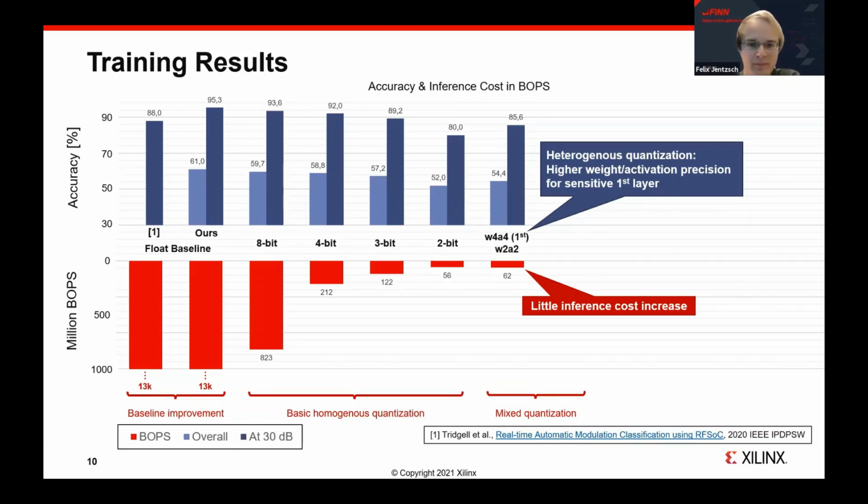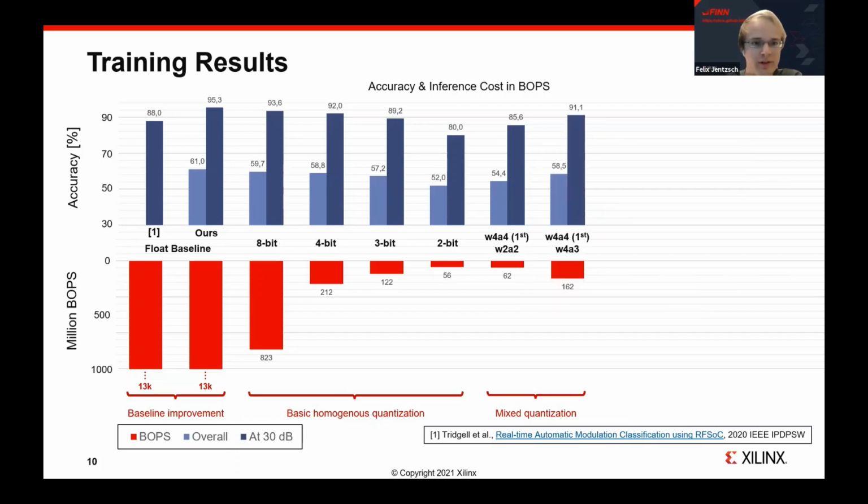SNR accuracy. Then we have an additional configuration here, which shows how we can increase precision of weights and activations separately. And the latter are less sensitive in our experience, so we can combine 4-bit weights with 3-bit activations for a model that sits between the homogeneous 4-bit and 3-bit networks in terms of accuracy and inference cost. And by that, you can already tell that we could fine-tune a lot in this space to find a Pareto-optimal solution for the requirements of any given system.